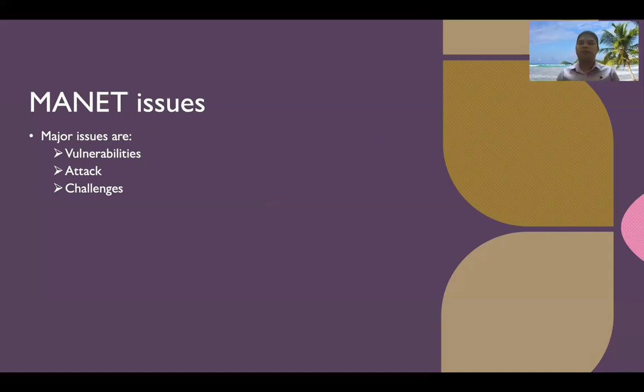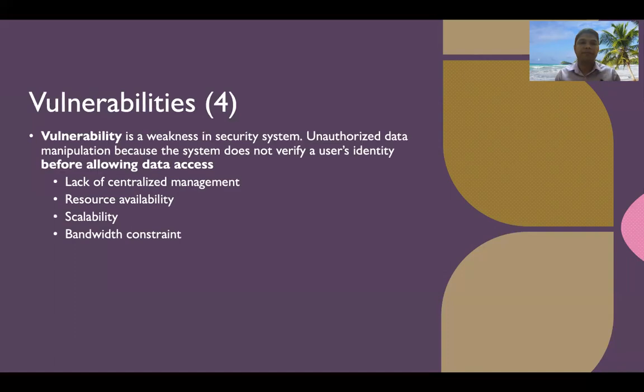However, we find issues in MANET. We have three issues in MANET. The first one is vulnerability, the second one is attack, and the next one is challenge. What is vulnerability in MANET? First, we need to understand what vulnerability is. Vulnerability is a weakness in a security system, which allows unauthorized data manipulation because the system does not verify a user's identity. This happens because of a lack of centralized management.